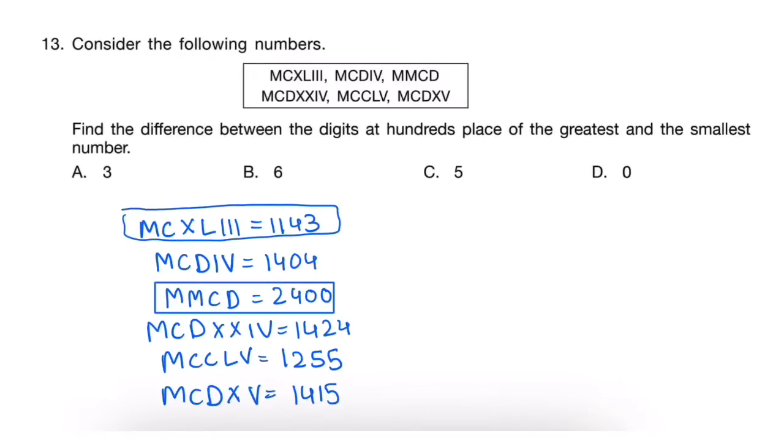MCXLIII, which is 1143. So, what is the digit at the 100th place of both the numbers? In the greatest number, it is 4. And in the smallest number, it is 1. So, 4 minus 1 is equal to 3. Correct answer is option A.